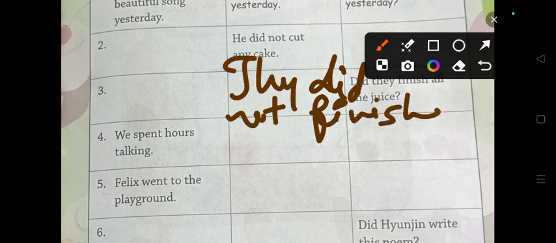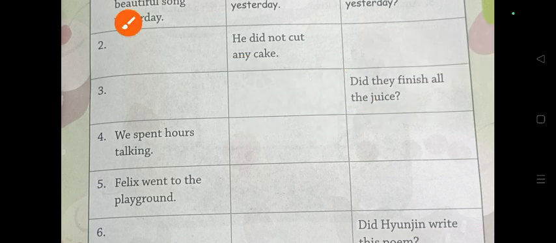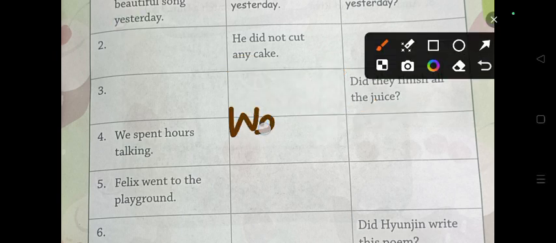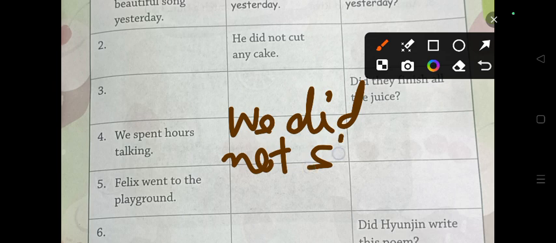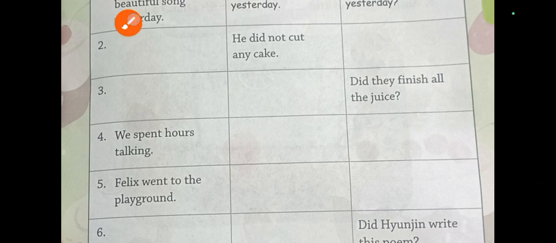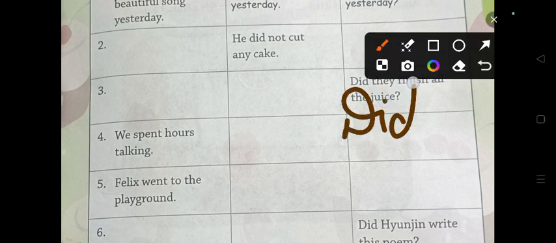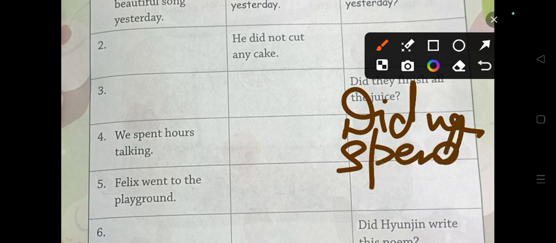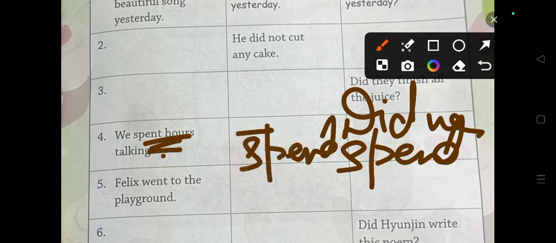Here you can write we spent hours talking. So we did not spend hours talking. Understood? Next, did we spend? What is the we did not? If you are writing here did not, then use spend, because spent is the second form of the verb, right?